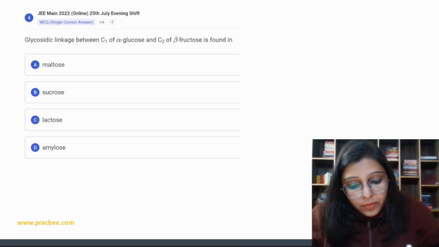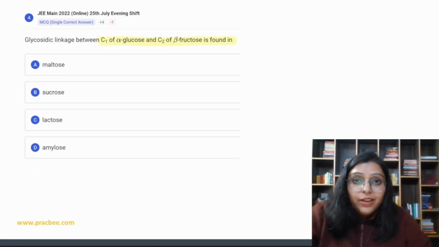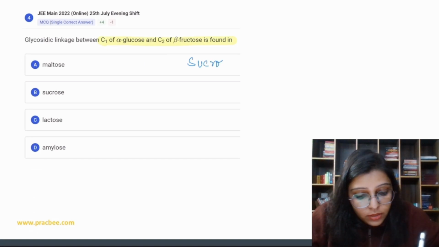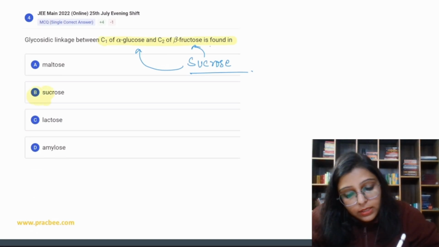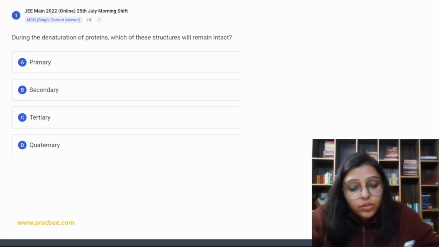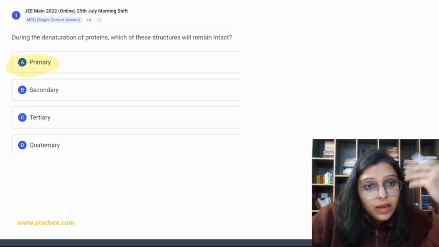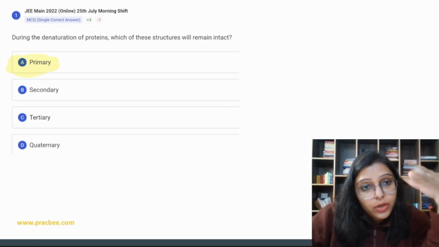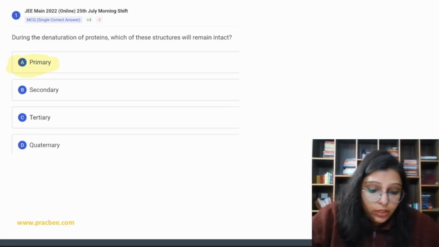Now glycosidic linkage in between C1 of alpha and C2 of beta fructose. This is also based on memory. So C1 and C2 glycosidic linkage is present in sucrose. Sucrose is made from alpha glucose and beta fructose. So the answer is sucrose. Now next, during the denaturation of protein, which of these structures will remain intact? Primary, memory based. Because in secondary, tertiary and quaternary we have the foldings, and on heating or on denaturation, the folding gets unfolded. And then at last we have only the primary structure of the protein.